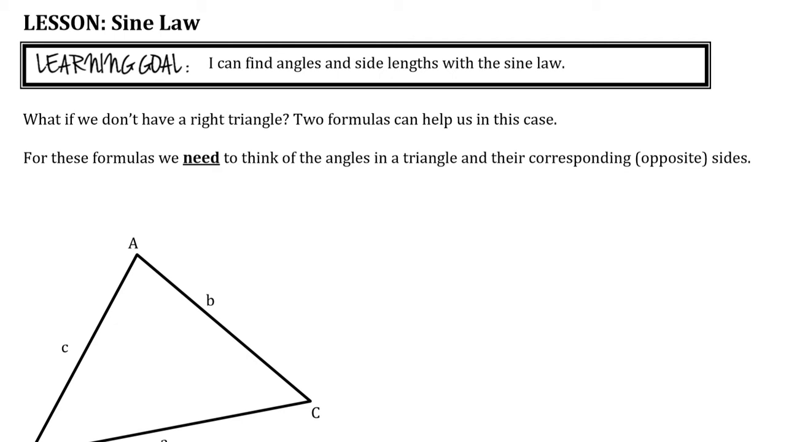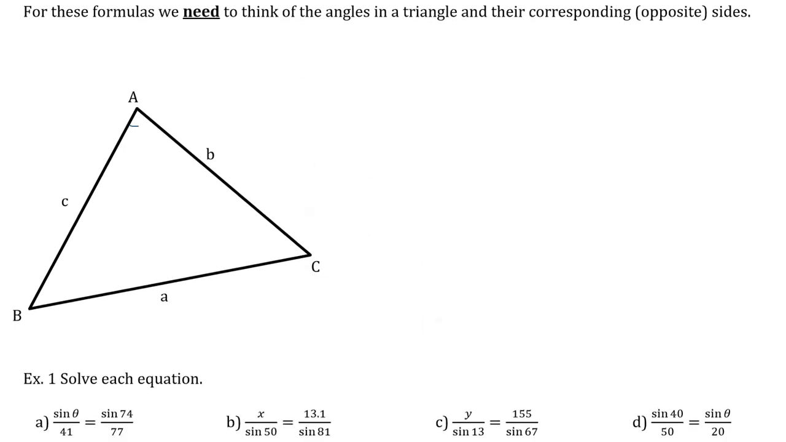Okay, so for both of these formulas, but sine law often even more specifically, we need to think of the angles in a triangle and their corresponding or opposite sides. So that's the most important thing about sine law, connecting angles to the side lengths across from them. So again, notice that angle A is across from side length A, and I use a capital A for an angle and a small a for a side length. Angle B is across from side length B, and angle C is across from side length C. So that's not a coincidence, that's on purpose. We have talked about that.